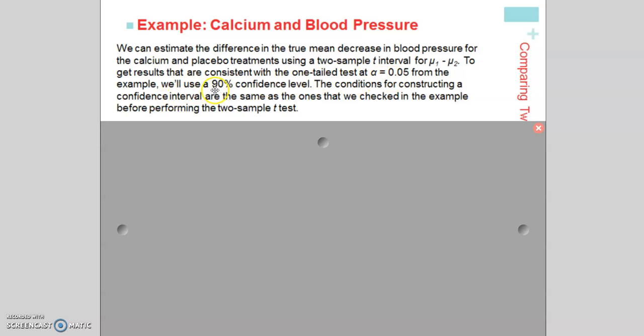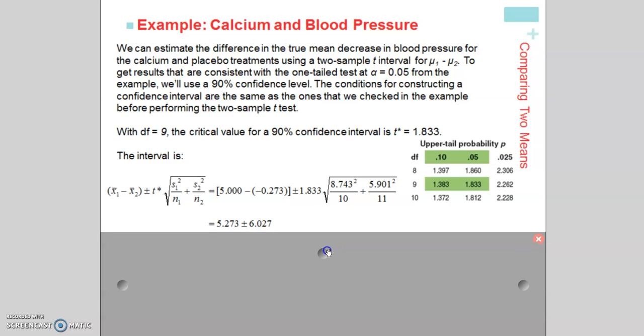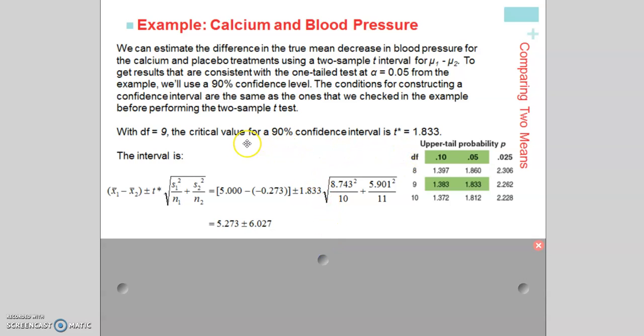So what we'll do is use a 90% confidence level for our interval, which will leave 5% in each tail. Okay, and that will match the 5% we got for our one-tailed test. We already checked the conditions yesterday, so it's the exact same. If you use table A and a conservative estimate for degrees of freedom, you will look up a critical value of 1.83 for that 0.05 upper tail probability with 9 degrees of freedom.